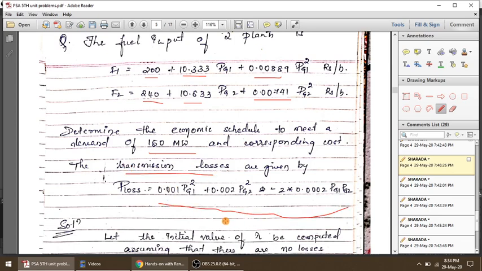So from this expression we need to identify the coefficients. The coefficient of Pg1 square will be B11, coefficient of Pg2 square will be B22, and the coefficient of 2 into Pg1 into Pg2 will be B12.